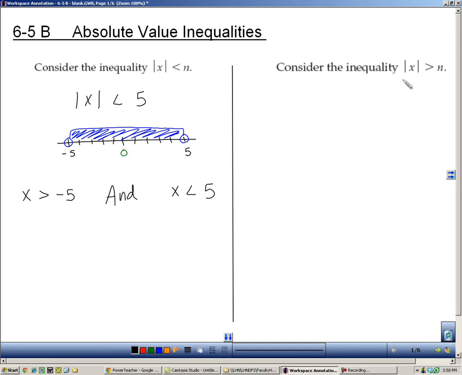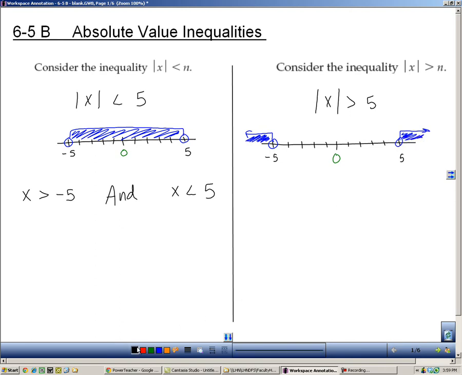Now let's go over here and consider the greater than possibility. Absolute value of x is greater than 5. Again, we'll graph. The middle value we've said is 0. We're going to be 5 units away on either side, but now we want the distance that's greater than 5 units. Well, if I want the numbers that are bigger than 5 units away, I'm talking about all of these numbers. And I want the numbers that are greater than 5 units away from here, that's all these numbers.